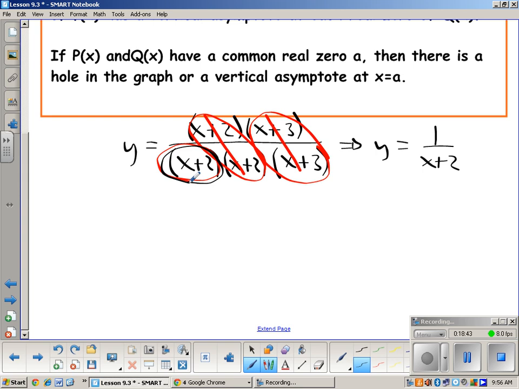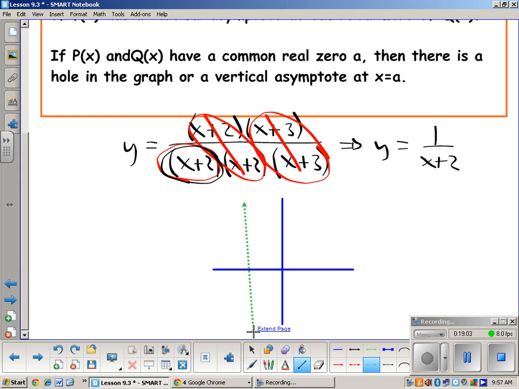If I just graph that one right there, ignoring the rest of this, I would see at x equals -2, negative half. At x equal to -2, I would have an asymptote, because x cannot equal that, and so that would be like up here.